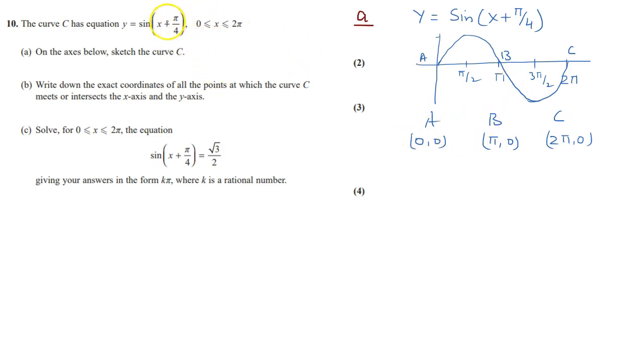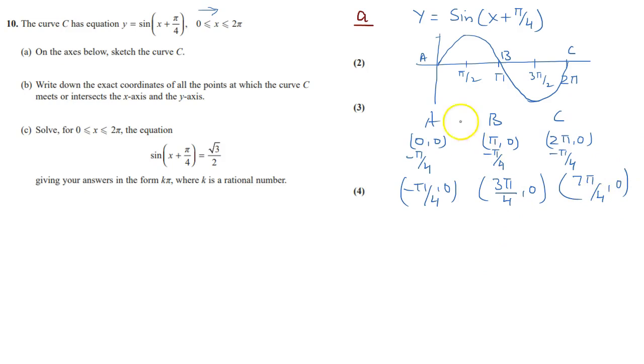Now sine of x plus pi by 4. In the transformation we know that it will move in the negative direction by pi over 4. So this is minus pi over 4, this is minus pi over 4, and this is minus pi over 4. So the coordinates will be minus pi over 4 and 0, pi minus pi over 4, that is 3 pi over 4 and 0, and this will be 2 pi minus pi over 4, so 7 pi over 4, 0.